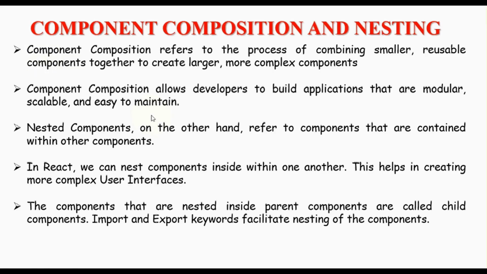So in this class, we're going to look at component composition and nesting. Component composition refers to the process of combining small, reusable components together to create larger or more complex components. Throughout our lessons, we have been creating single components and then rendering that component in our parent component to create our UI. With component composition, what we achieve is creating a complex component by combining smaller and reusable components together, right?